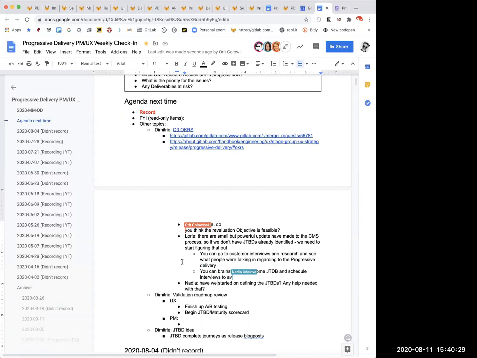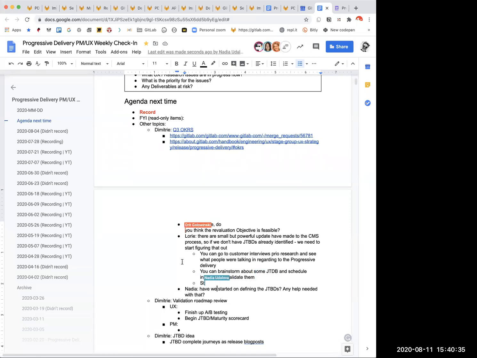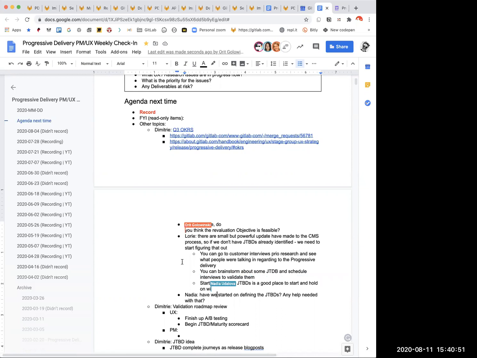But I think that's a good place to start, because it's never a bad thing to have a list of jobs to be done. But I might hold off on pushing for the CMS scorecard, the category maturity scorecard, so far. Just wait a little bit on that one until we figure out where it's going to land, because I'll be honest, it may very well just go away, but we'll always need those jobs to be done.